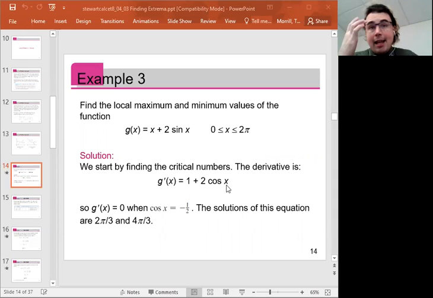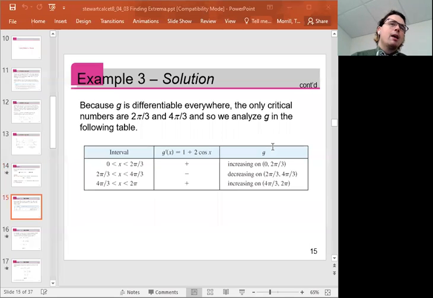Well, cosine of x would have to be minus 1/2. There are two values of x that will get us there. If I want cosine of x to be equal to negative 1/2, then a quick check on the unit circle tells us the solutions are 2 pi divided by 3 and 4 pi divided by 3. Okay, so these are our two critical points. Those are the only two critical points, at least in this interval we've chosen for our domain.